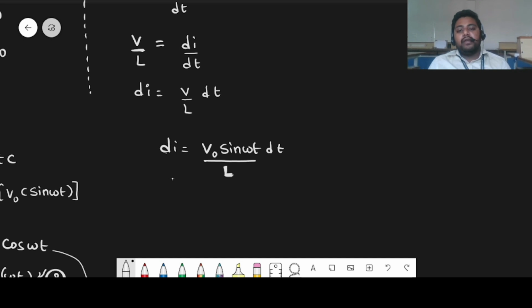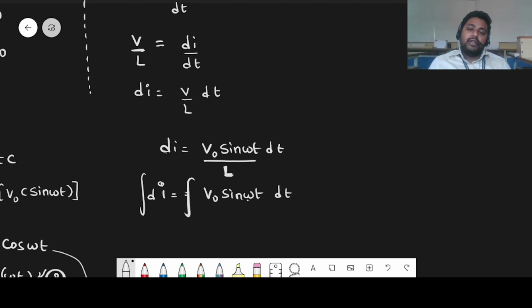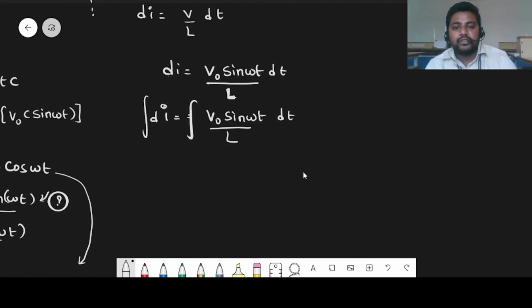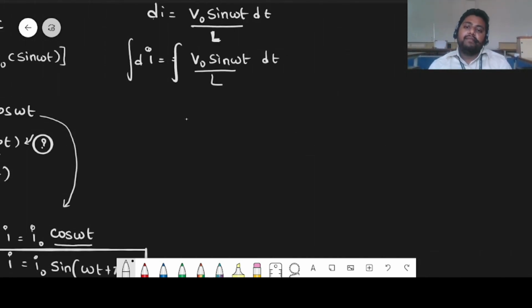Now, if you want the total current I, you can integrate on both sides. So the integral of di is equal to the integral of V naught sine omega t dt divided by L. Now, if we integrate this further, V naught by L is a constant, so I will come out as V naught by L into the integral of sine omega t dt.